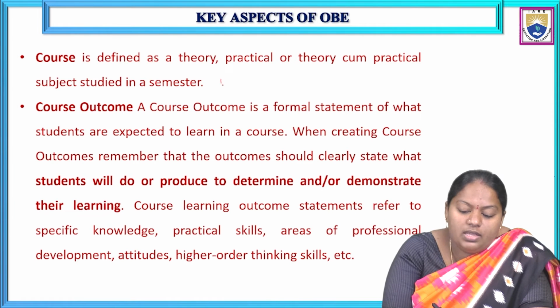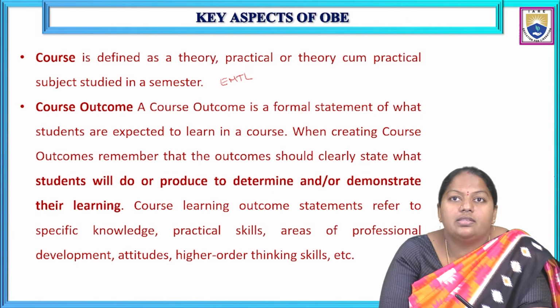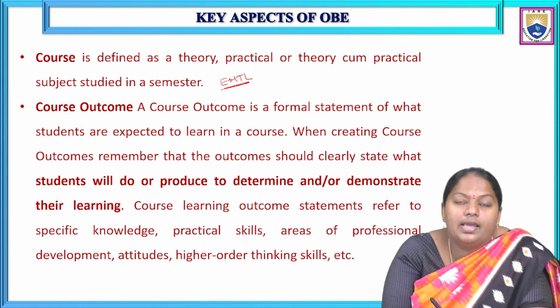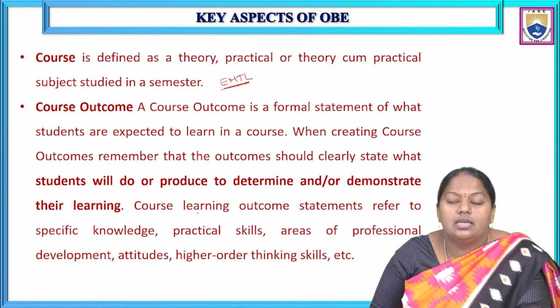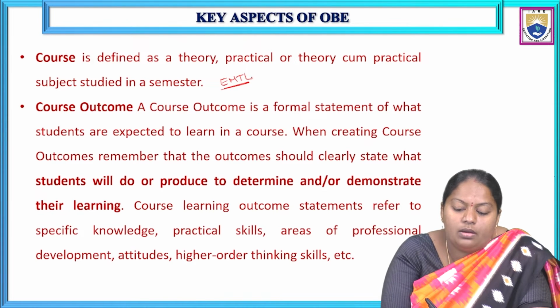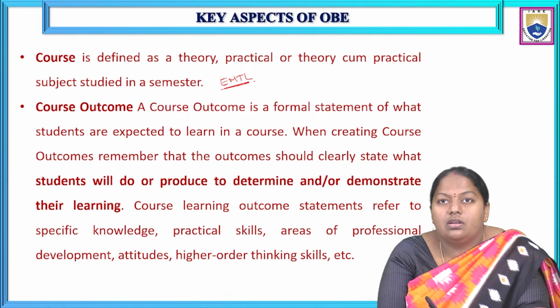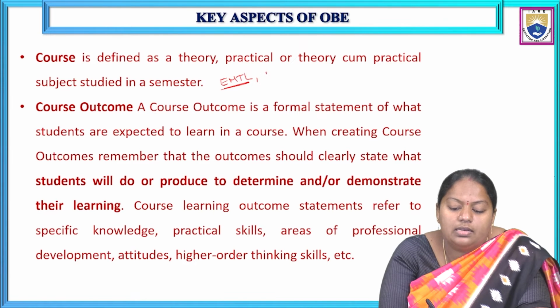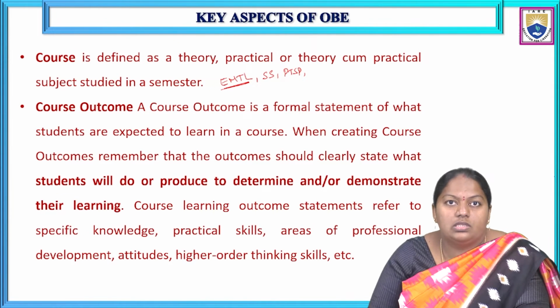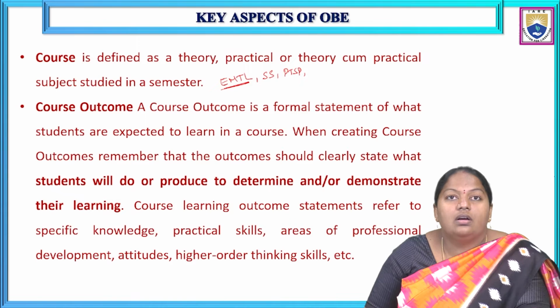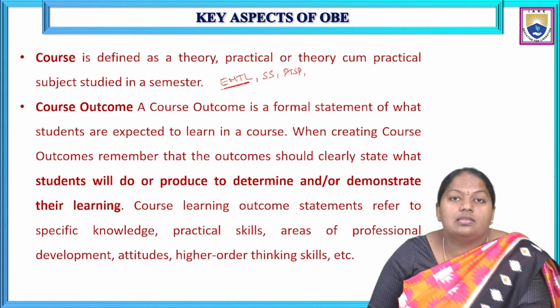For example, if I am dealing with electromagnetic waves and transmission lines, this is one particular course, a theory course. In that particular semester, the students are going to study it. In the electronics and communication department, EMTL, then signals and systems, then PTSP, analog communications, digital communications are some examples of courses. A course is nothing but a theory subject or practical subject. Sometimes both can be considered as a single subject which is studied in a particular semester.